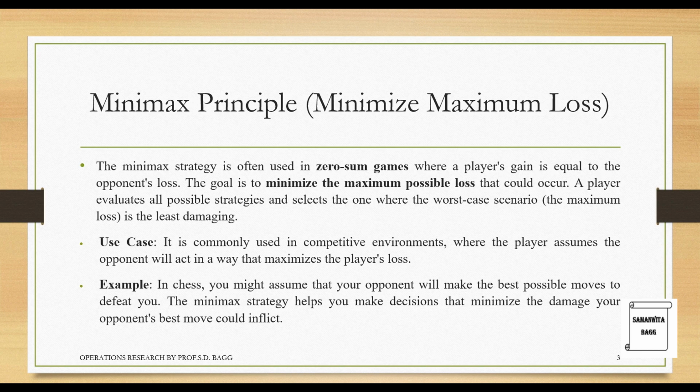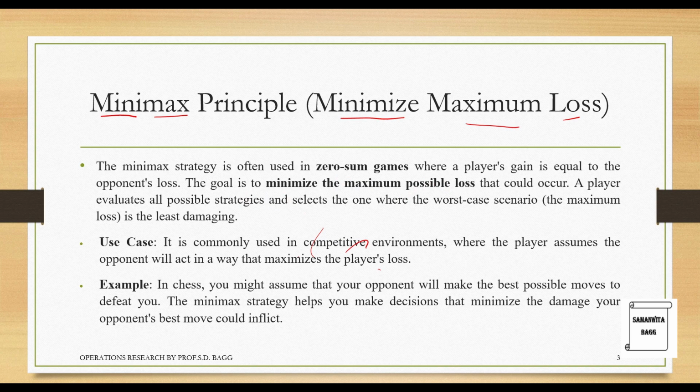Now here this minimax is actually a combination of two words where mini stands for minimum and max stands for maximum. So what you can see over here is mini, that is minimum, max is maximum. So what we are doing is we are minimizing the maximum losses that are possible while taking a decision. The minimax strategy is often used in zero-sum games where a player's gain is equal to the opponent's loss. The goal is to minimize the maximum possible loss that could occur.